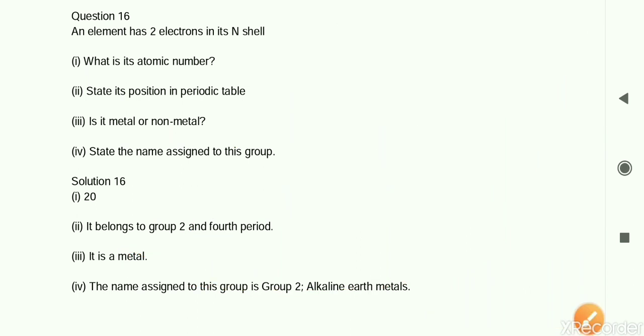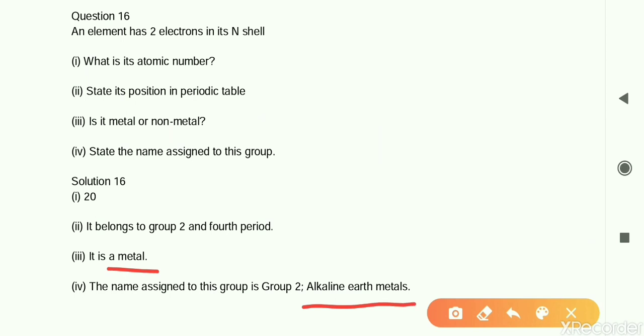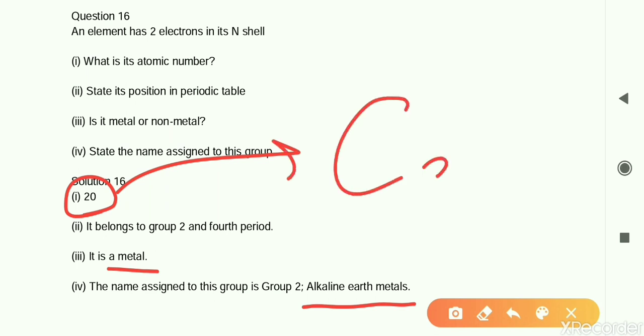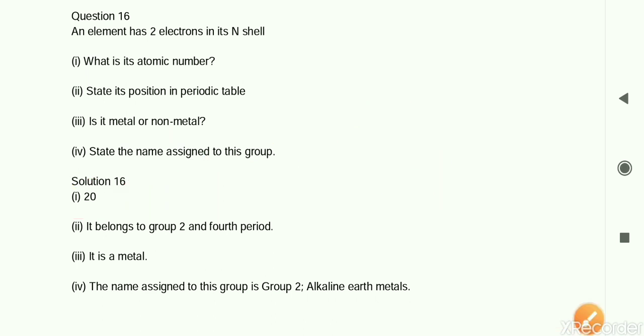Next one, it is a metal or a non-metal. Now last class itself we have discussed, in the main group elements, the first and the second group are all metals. So the answer is, it is a metal. Next one, state the name assigned to this group. All the second group elements are called alkaline earth metals. And as the atomic number is 20, so extra question from my side, what is the name of this element? If you know the atomic numbers, a minimum 1 to 20 you should learn atomic numbers and their names. So if the atomic number is 20, that is calcium. So this question is framed about calcium only.